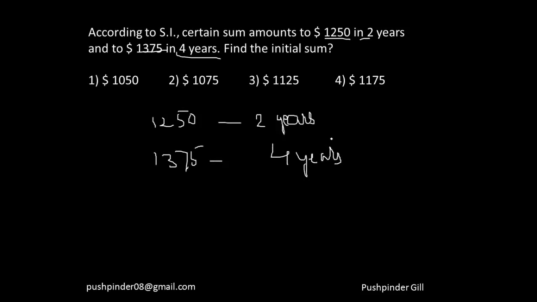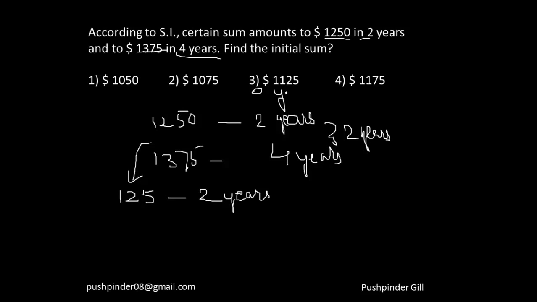That means within this period of 2 years, it increased by, you know, every year it increases by the same value. So within these 2 years, it increased by this minus this. That is 1375 minus 1250, which is nothing but 125. So every 2 years it increases by $125. And what is the principal? Principal is whatever money I had at 0 years.